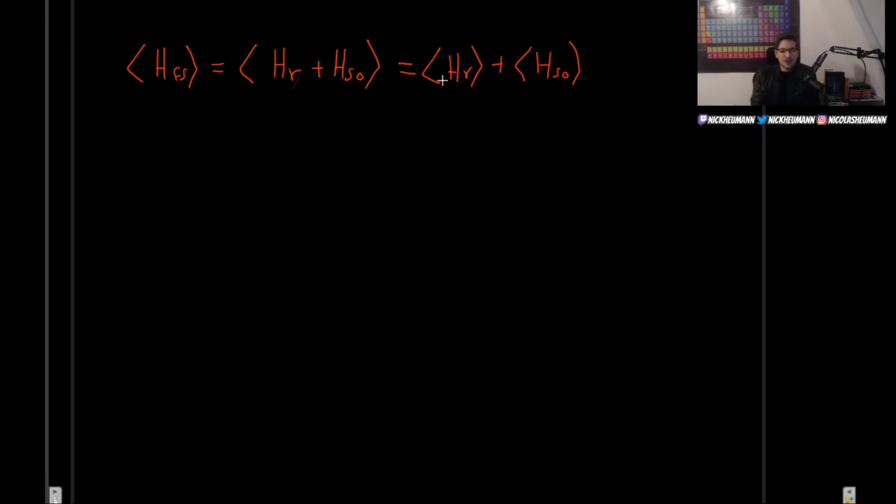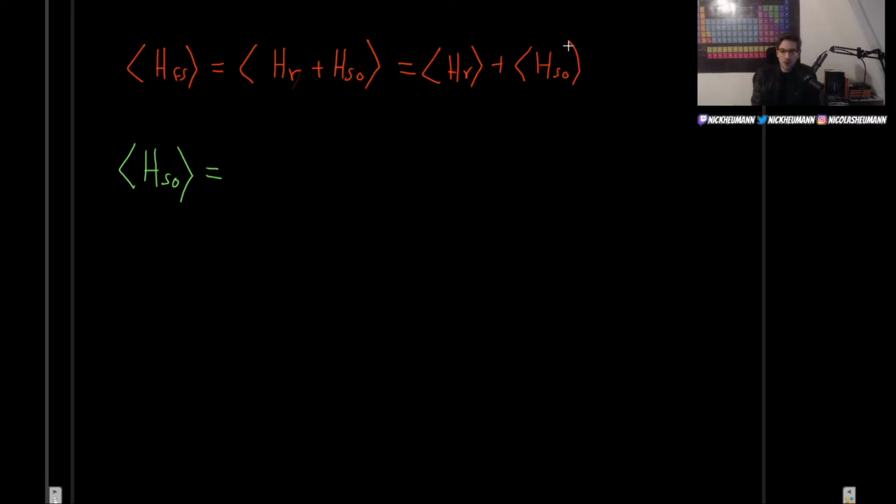Now, the relativistic part is in no way affected by the magnetic field. So that means that this term will be exactly the same that we found before. For that reason, we shouldn't really concern ourselves with it. We already have the result. So let's change the color since I'm going to change topic here. Let's look for the expectation value of the spin-orbit coupling.